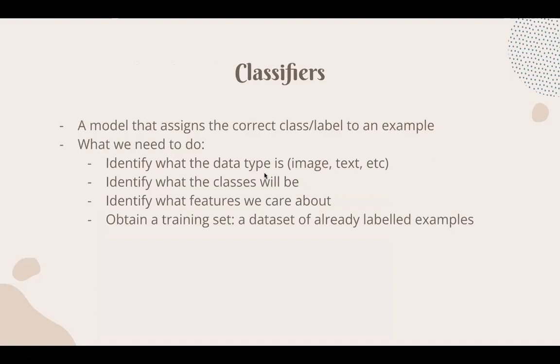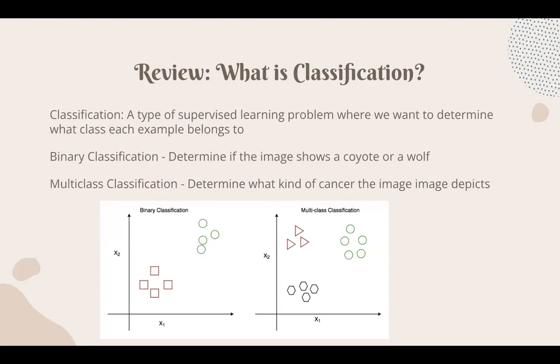So, what are classifiers? A classifier is a model that assigns the correct class or label to an example. So, what do we need to do? We need to identify what the data set type is, what the classes will be, what the features are that we care about, and then we need to obtain a training set. Let's go over this with the example from the last slide, which is determine if an image shows a wolf or a coyote. Our first step is to determine what data type this is. As it says here in the text, we have images. So that is our data type. We have a data set of images.